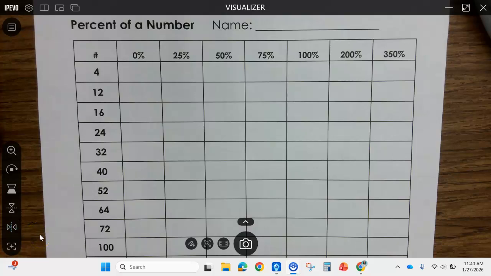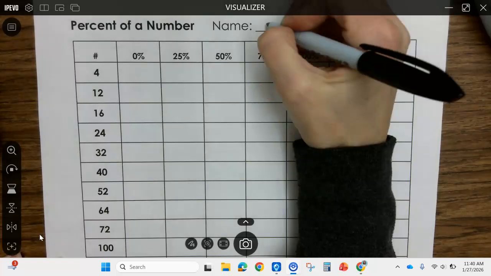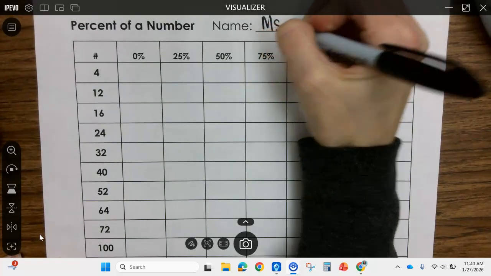It's best to watch this video while you also have your sheet in front of you. First, start by putting your name on your sheet of paper.